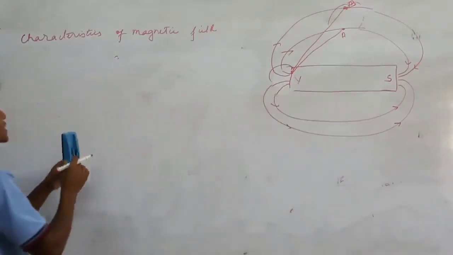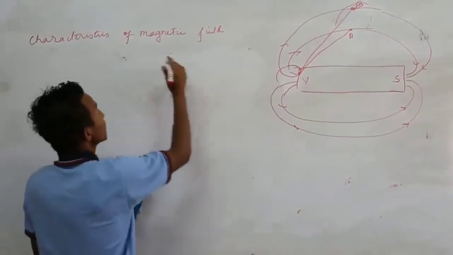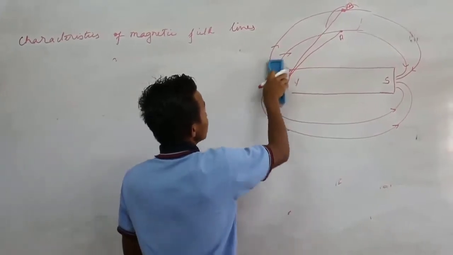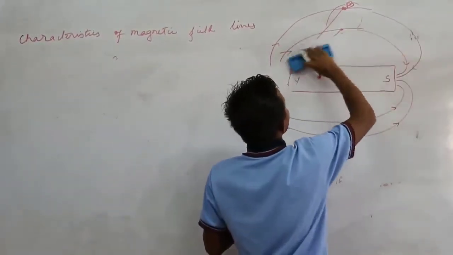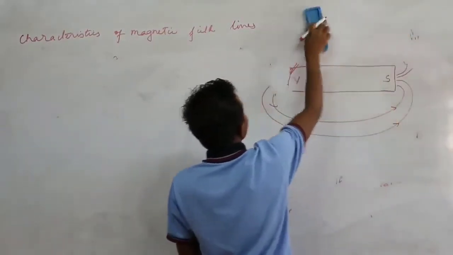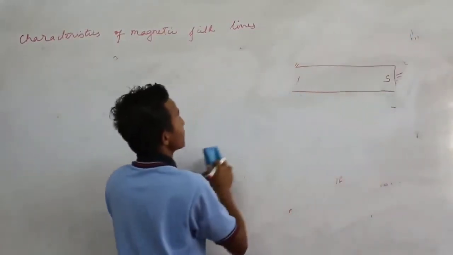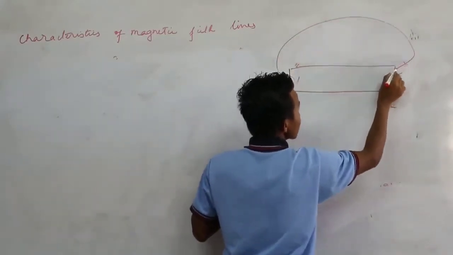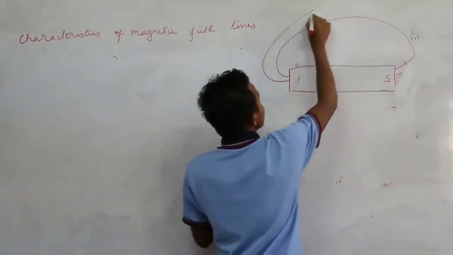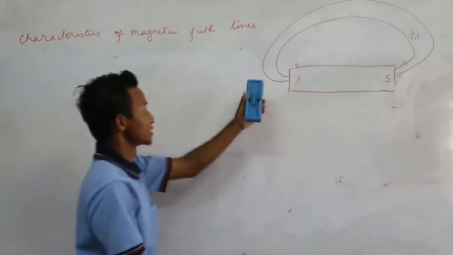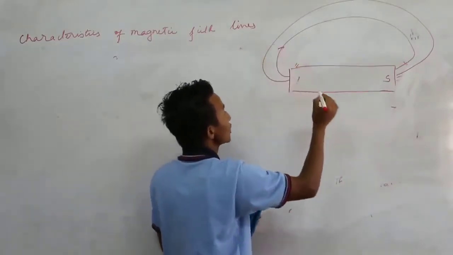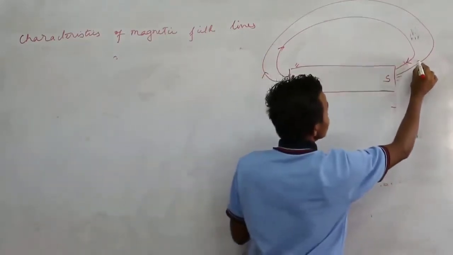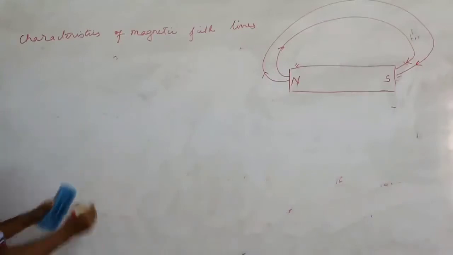Next, I'm going to discuss the characteristics of magnetic field lines. Let me redraw the figure. This is a bar magnet. These are magnetic field lines. Let me draw only these two, and the direction is from the North Pole to the South Pole.